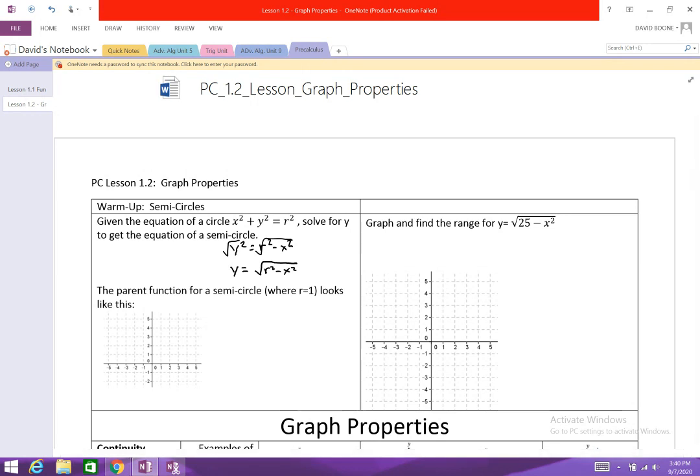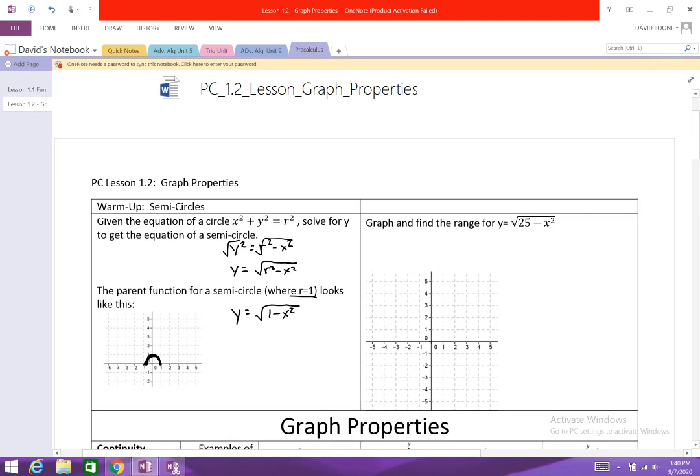And in this case, the parent function for a semicircle where the radius equals 1, that graph would just be that upper part of the circle. Okay, that's the positive part. So you could end up looking at that if you had a radius of 1, you put 1 in for r, so it would be the square root of 1 squared, or 1, minus x squared.